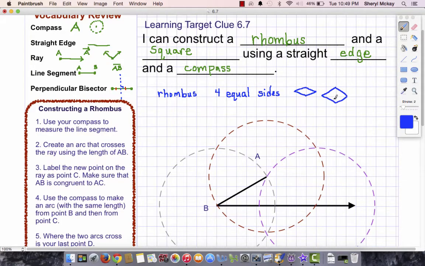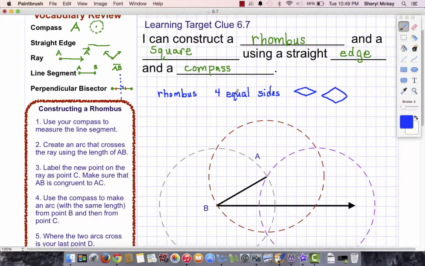Can look lots of different ways, okay? Usually it's a diamond shape. The key is that it doesn't have to have right angles like a square does. A square is a type of rhombus. It's a special rhombus. So the main thing is that the rhombus has to have all 4 sides equal.